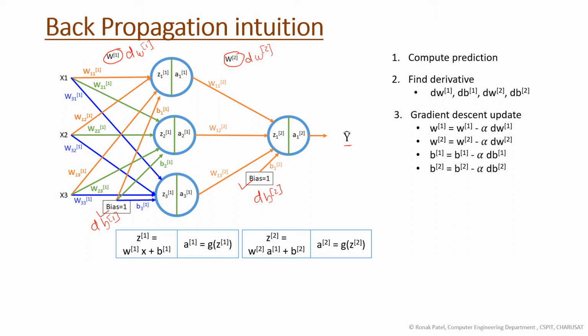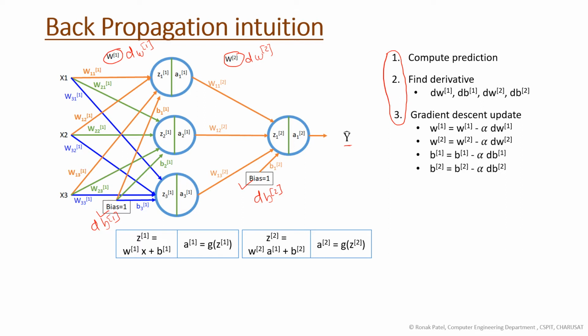This is the new W1. How will you calculate that new W1? This is your old W1 minus alpha times dW1, meaning your gradients. Alpha is your learning rate. For W1, W2, B1, B2, we will update like this. So these are the three steps that are involved for neural network training, right?